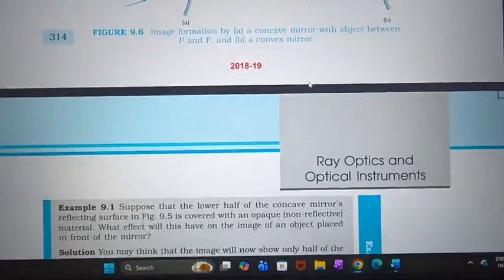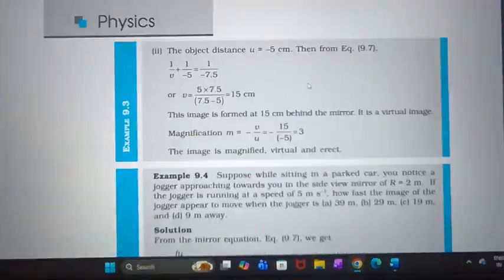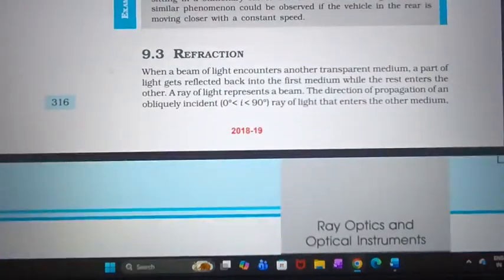So that is it for today. We can solve these questions in the next class, and further there is the topic of refraction. We can cover it in the next few videos.